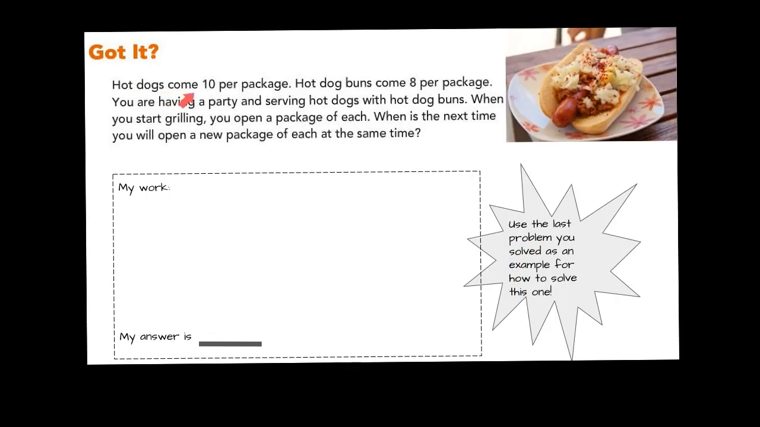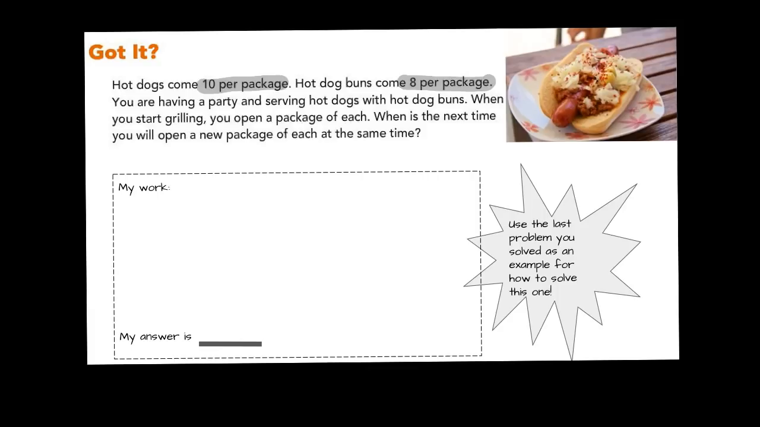The advice down here is to use the last problem you solved as an example for how to solve this. Hot dogs come 10 per package, so 10 per package, probably important. Hot dog buns come 8 per package. You're having a party and serving hot dogs and hot dog buns. When you start grilling, you open a package of each. When is the next time you will be opening a new package of each at the same time?